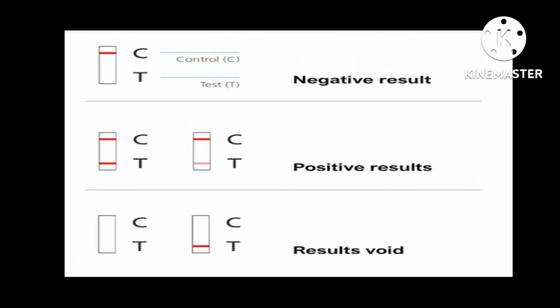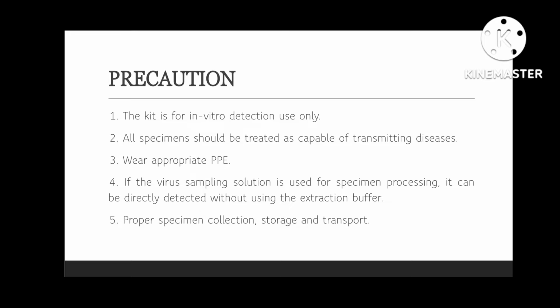So see here in this diagram, class, that this is the proper way of interpreting the results using the 2019 nCoV antigen test using the lateral flow method that is based on the principle of immunochromatography. Please take note also of the different precautions that we must put into our minds in using the antigen test kits for COVID-19. Number one, this kit is for in vitro diagnostic use only.